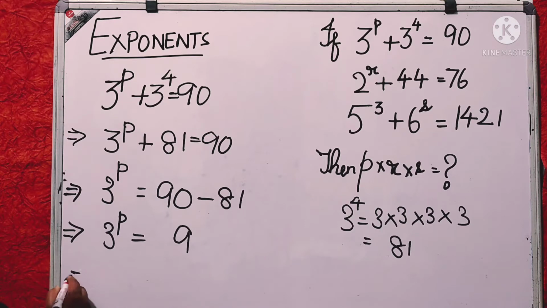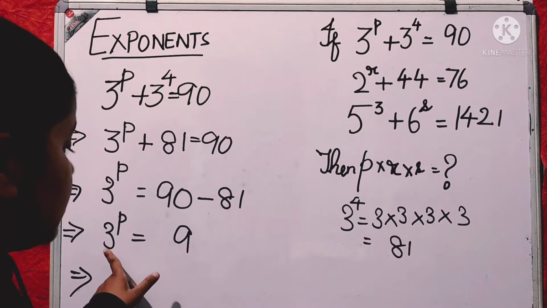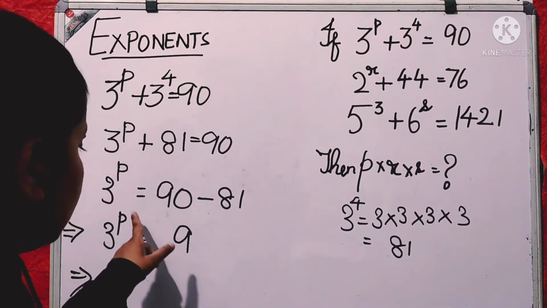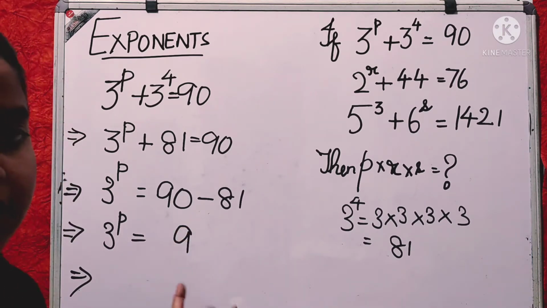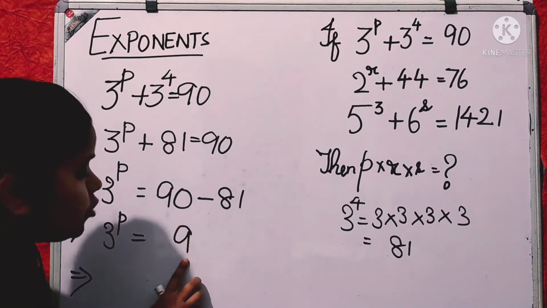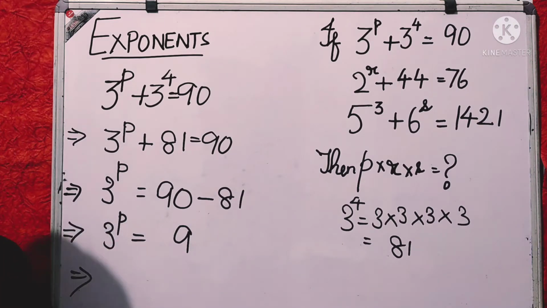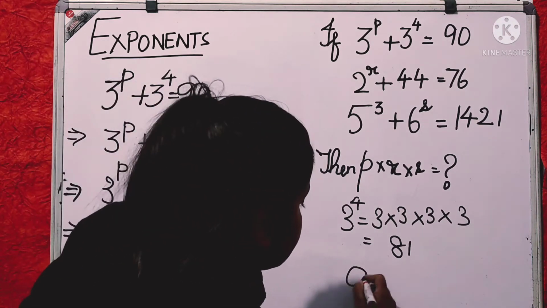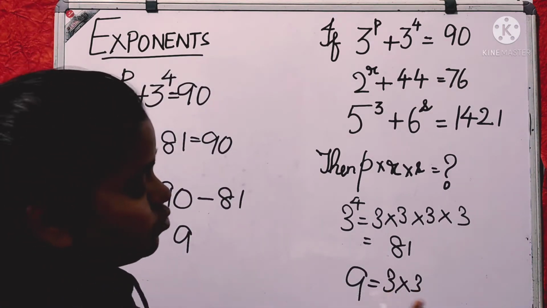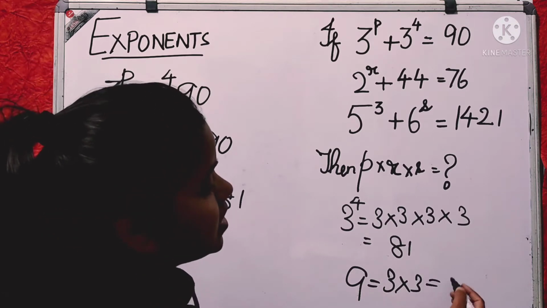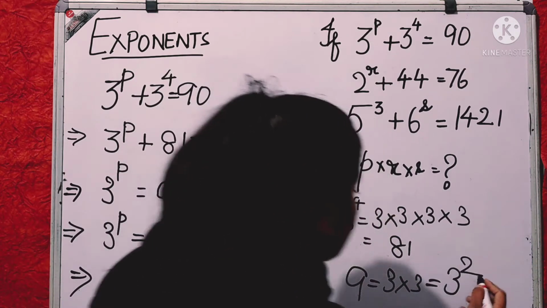Now, as I had told you, the base should be the same, or the power. But here we don't have the power, so why not have the same base? Now the question is what should I do with this 9 so that I can convert it in terms of 3? Can I write this 9 as 3 into 3? Of course. And if I write 3 two times, 3 into 3 will give me 3 squared.